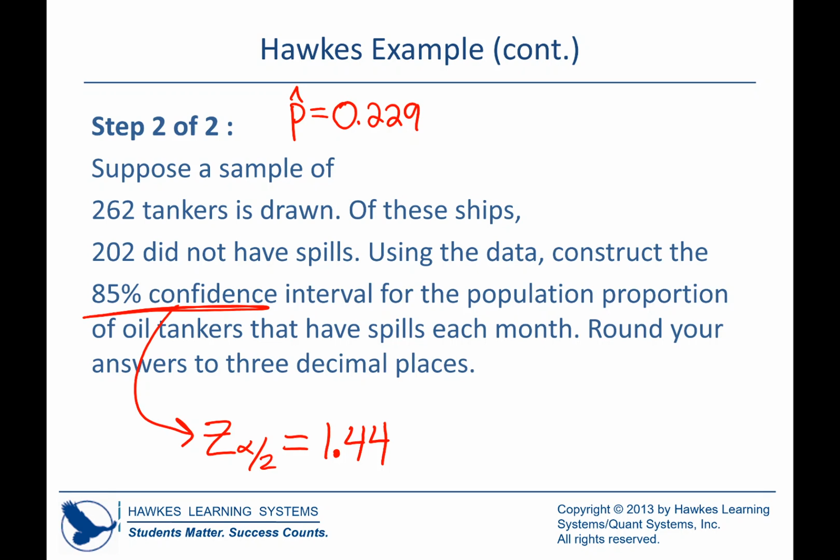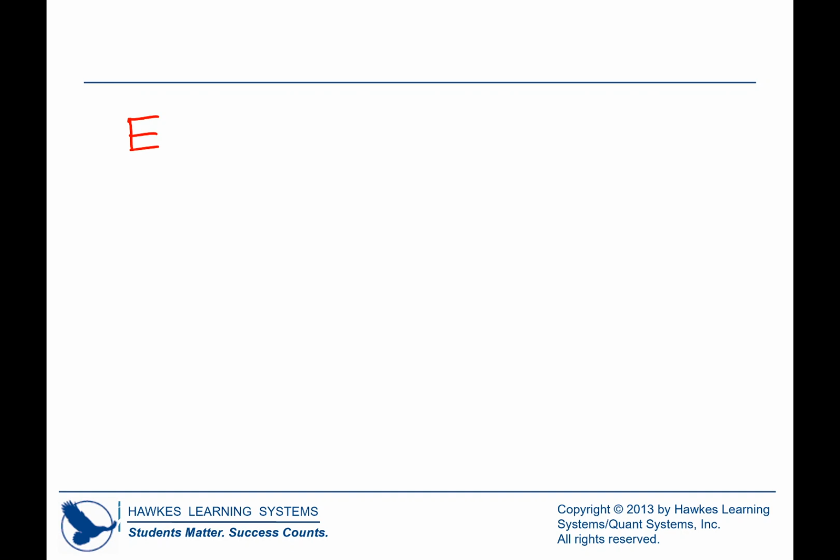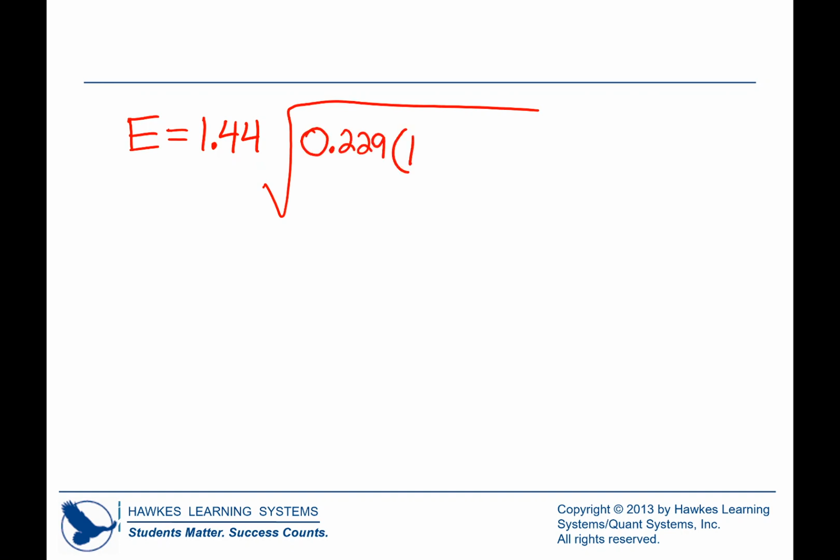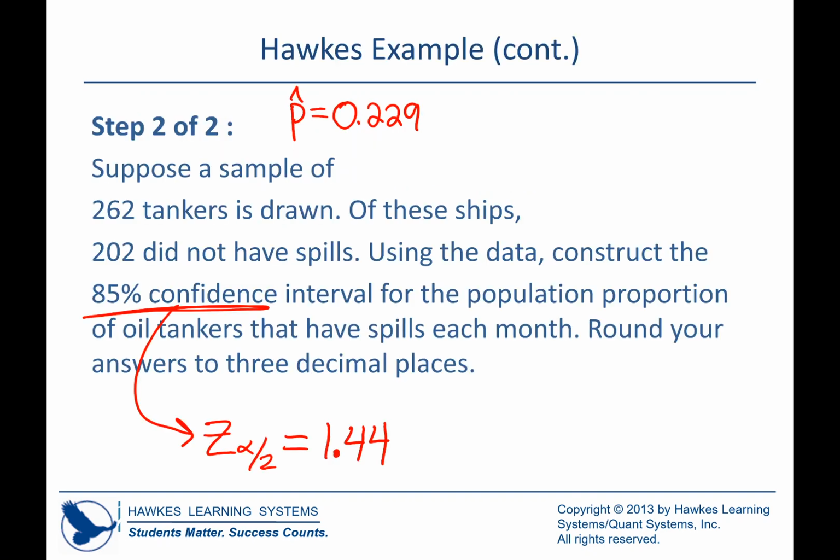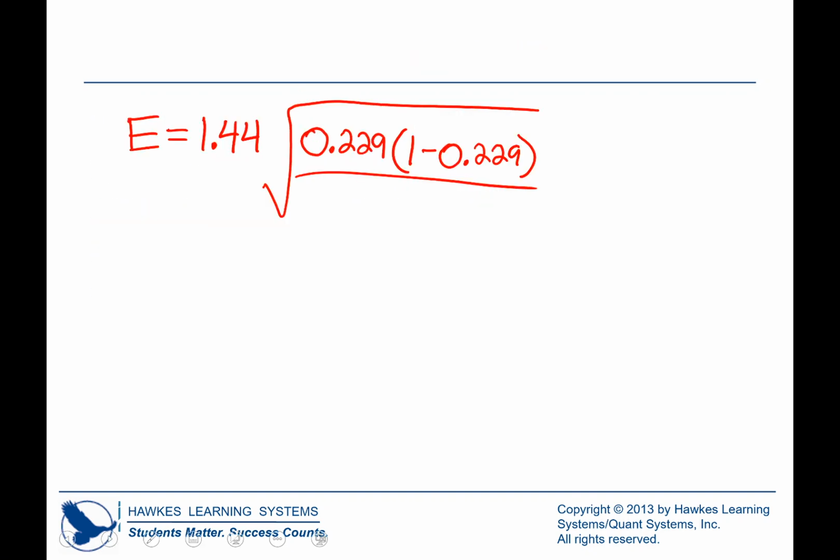So then let's get some more room here. Our margin of error is 1.44 times the square root of 0.229 times 1 minus 0.229, divided by the square root of our sample size, which was 262. So let's see. That one I got 0.037382.